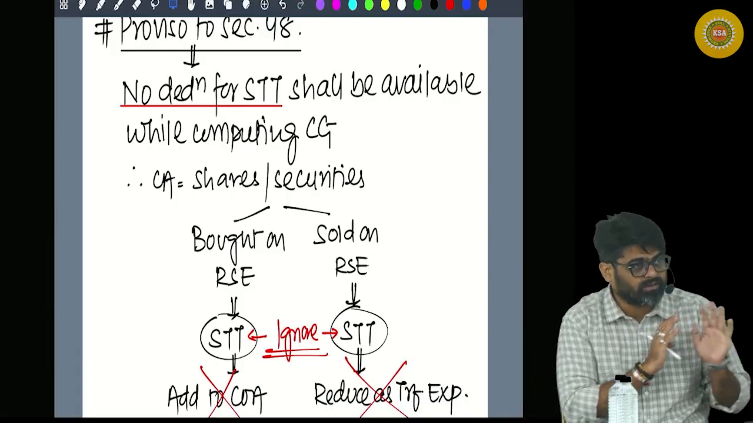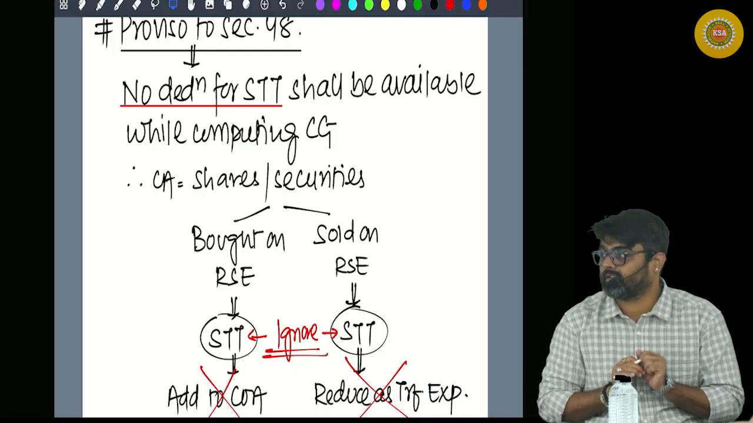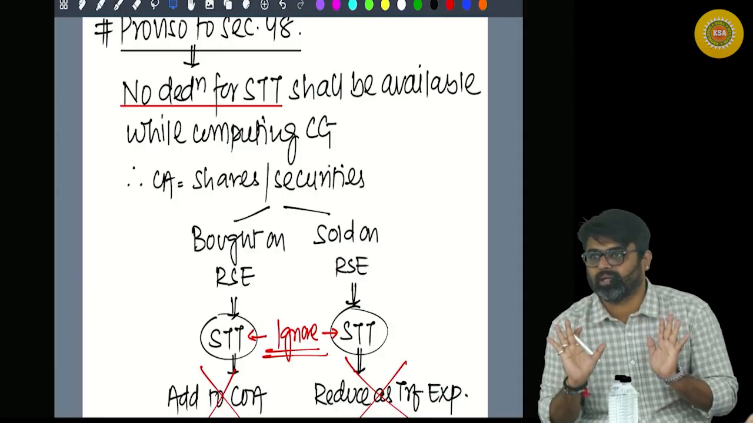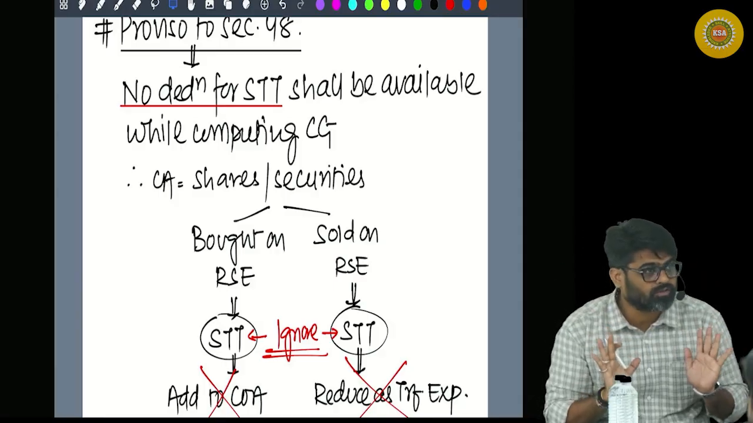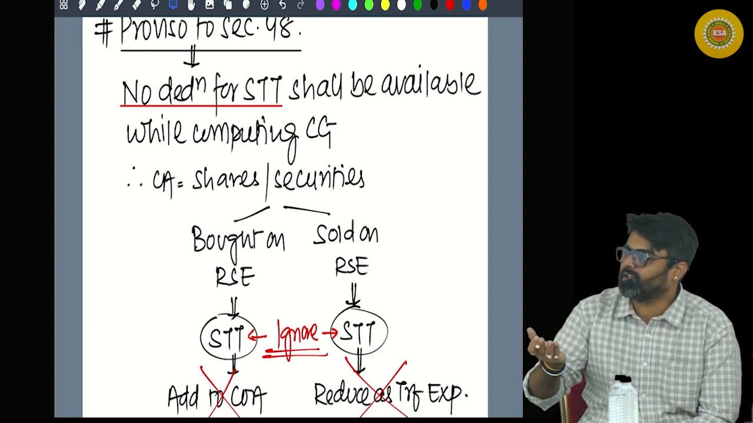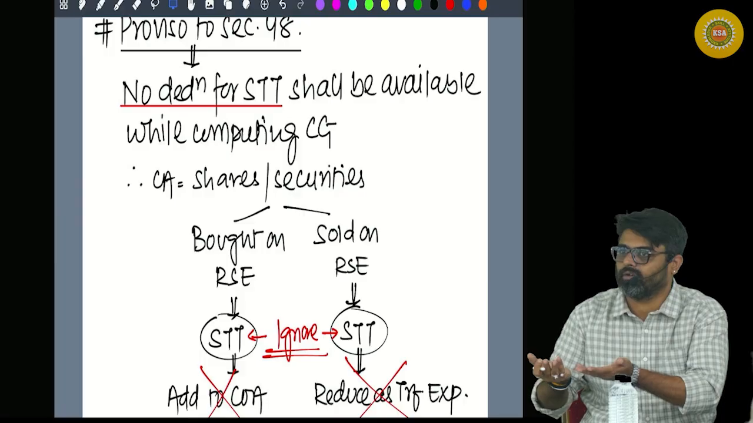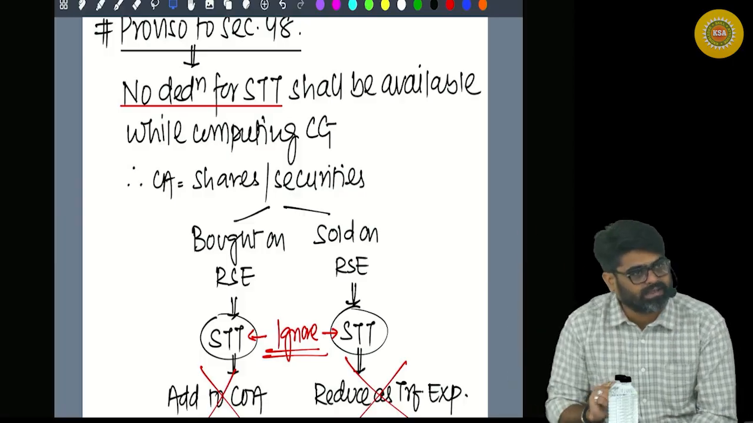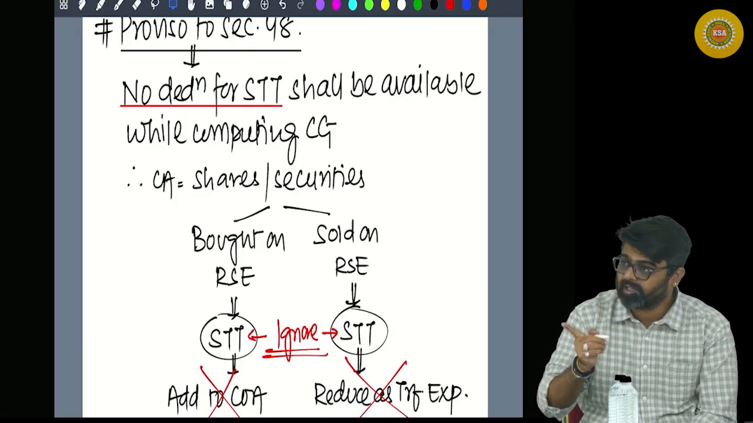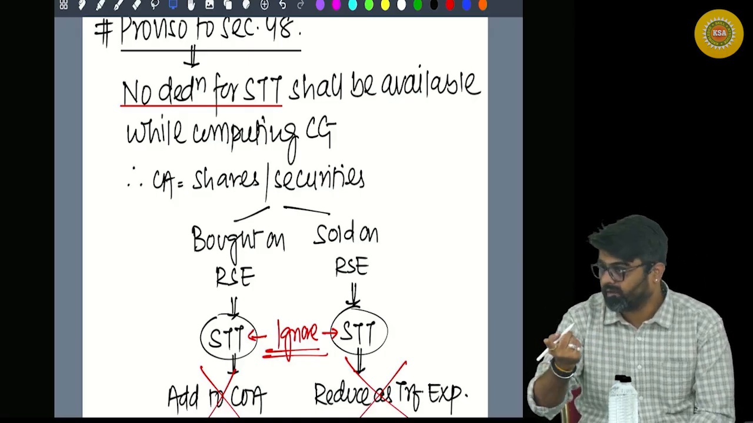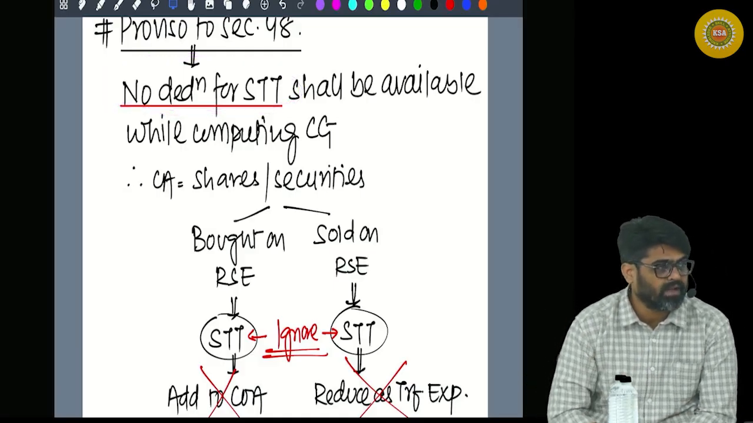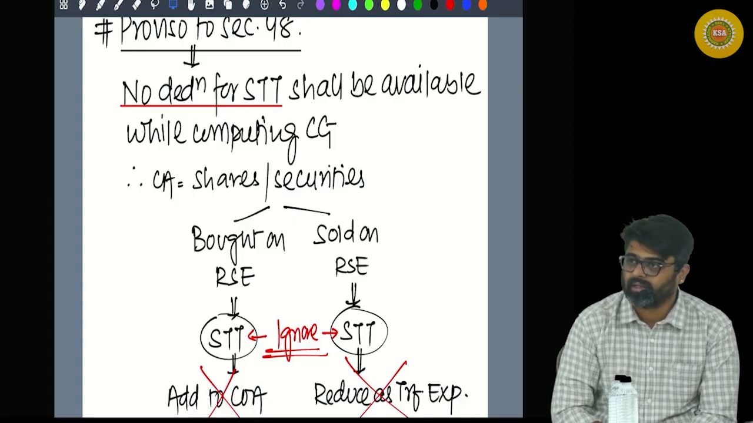But if your shares and securities are held as capital asset, when you buy them and pay STT, don't add that STT to the cost of your shares or securities. Yes or no? And if you sell those shares or securities as a capital asset, and you pay STT, don't reduce that STT as your transfer expense. The entire STT at buying and selling will be ignored, because no deduction for STT can be claimed while computing capital gains. Will you remember?